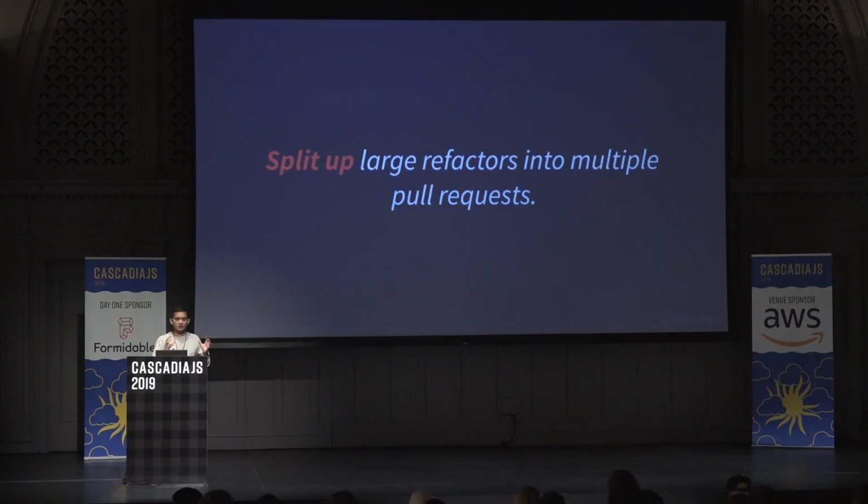And if possible, split up these large code mod refactors into multiple smaller pull requests and deploy them individually. This makes it very easy to diagnose a bug. This way you can roll back easily if needed.